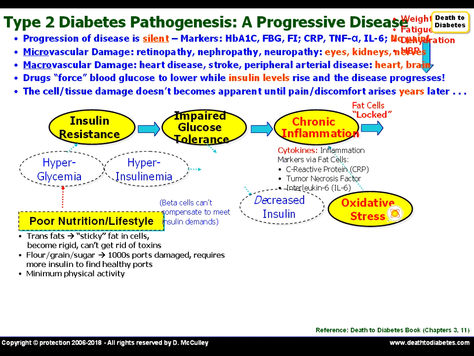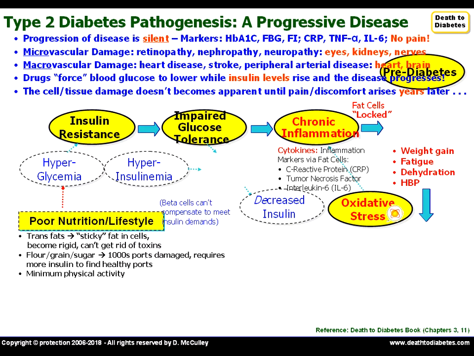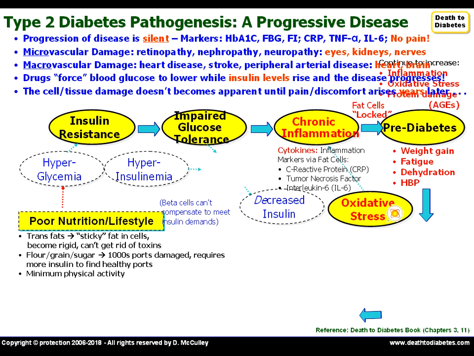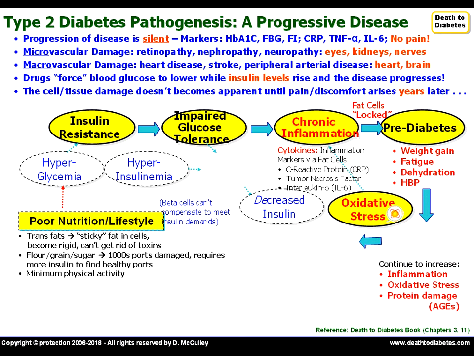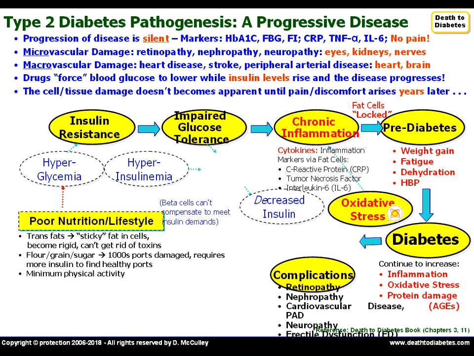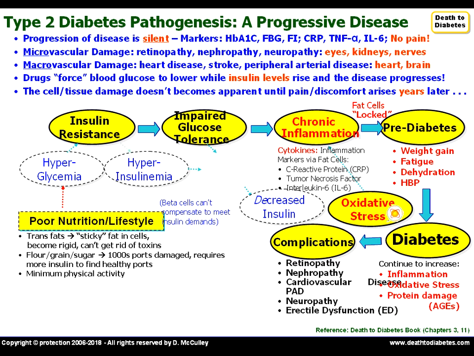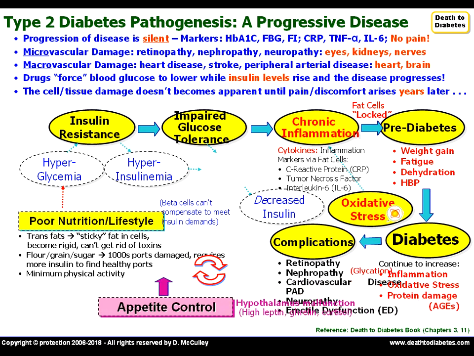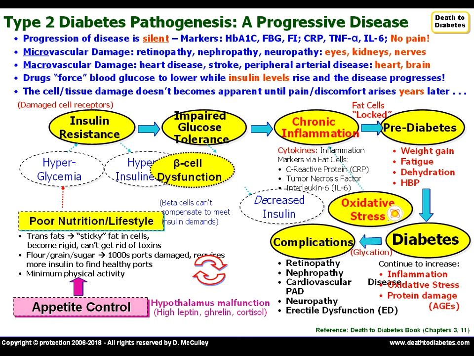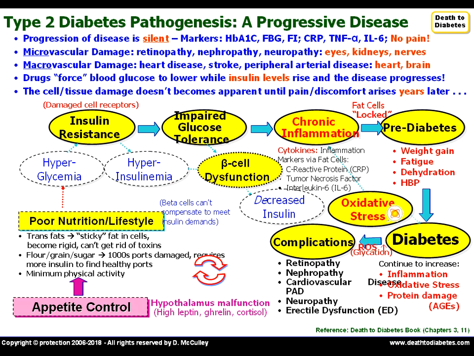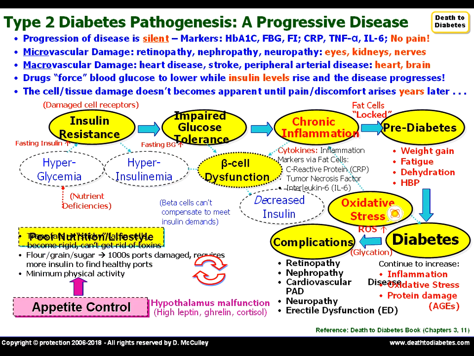As we proceed through the stages of the disease, insulin resistance is one of the first key events that occurs. Then there is impaired glucose tolerance. And while that is all going on, your body is dealing with the hyperglycemia and the hyperinsulinemia. This in turn can lead to chronic inflammation, beta cell dysfunction, oxidative stress. These are biological processes that are going on inside of your body that enable the disease to progress.